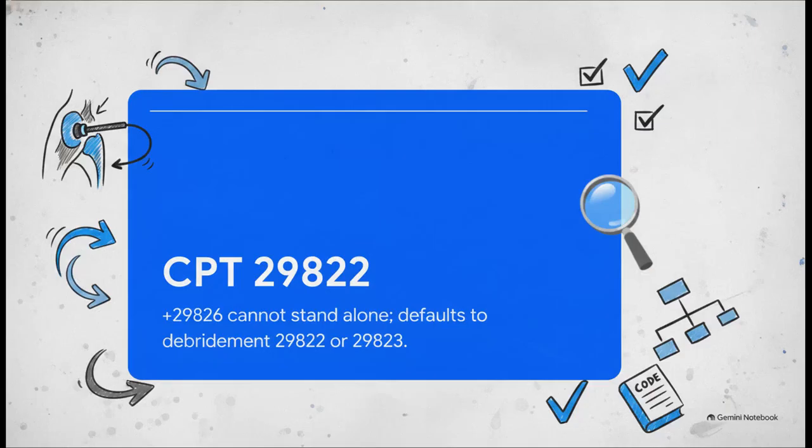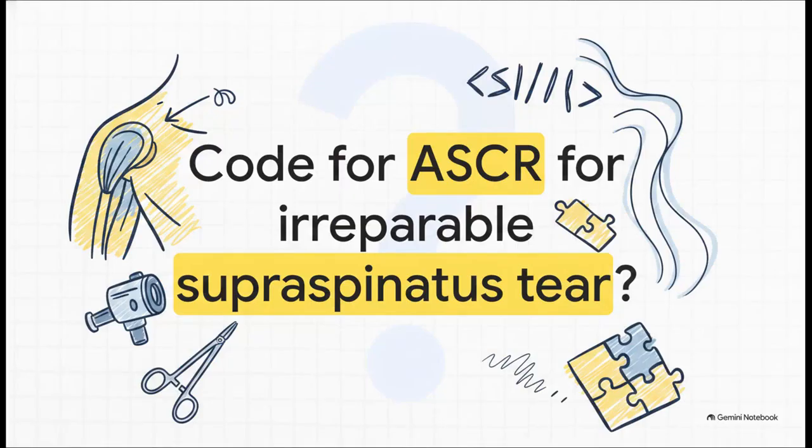And the answer is D, CPT 29822 again. This is a strict, completely non-negotiable rule. The add-on code plus 29826 can never stand alone. If it's the only procedure performed, NCCI guidelines advise you to default straight to the debridement code 29822 or 29823 depending on the extent.